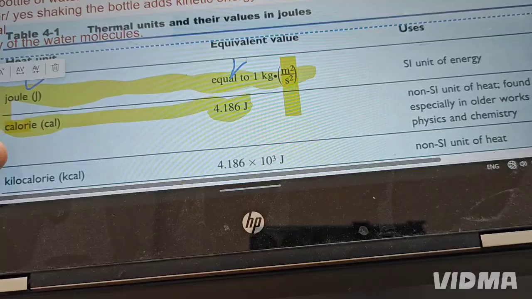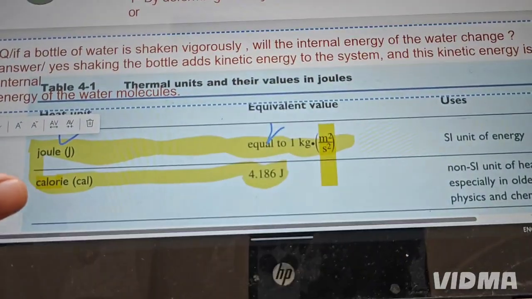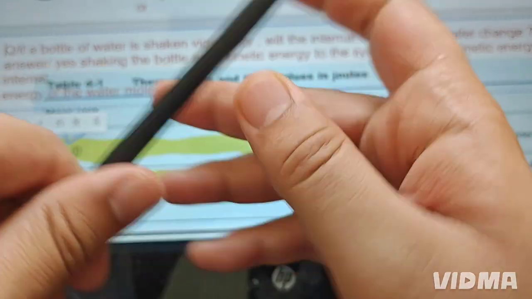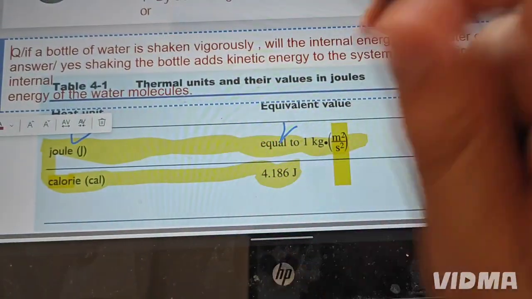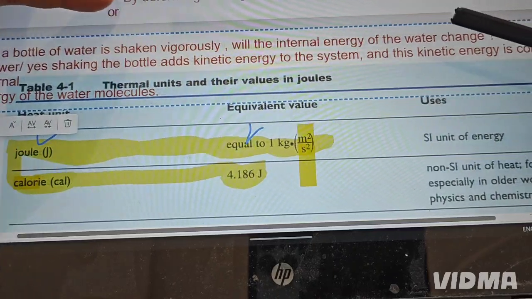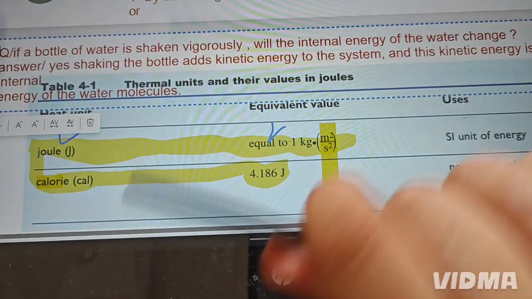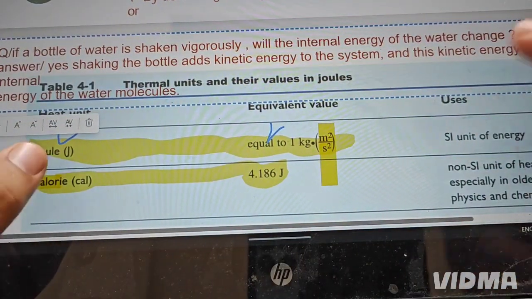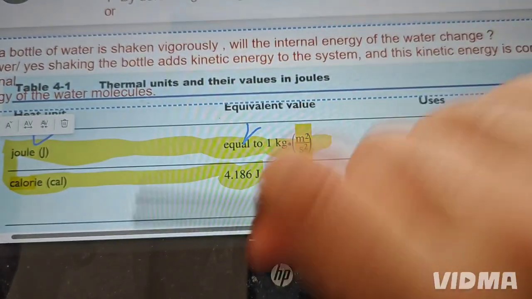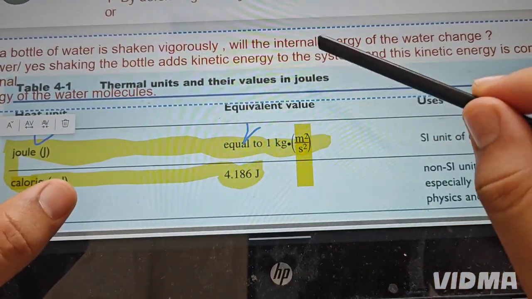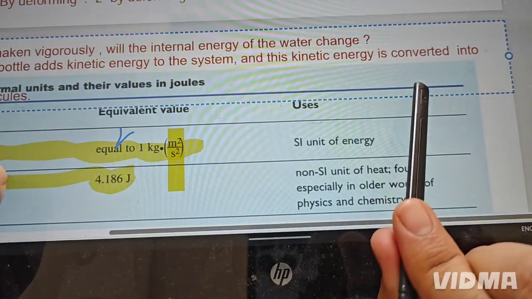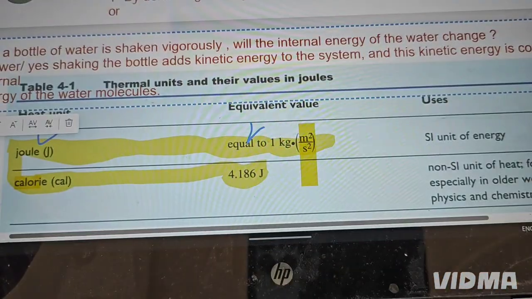Here we have a bottle of water being shaken. We have a bottle fully filled with water, and you shake the bottle like that. The internal energy of the water will change, of course, because you are shaking the water inside the bottle. If you notice, when you shake the bottle like that, the kinetic energy of the system changes and increases, and its kinetic energy then becomes internal energy.